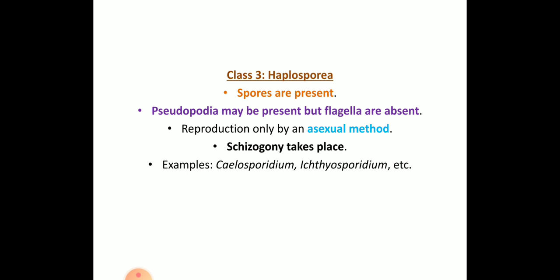And schizogony takes place. So what is this schizogony? Schizogony is a type of asexual reproduction, usually seen in protozoans. What happens is the daughter cells divide in the form of asexual multiple fission. So that is called schizogony.